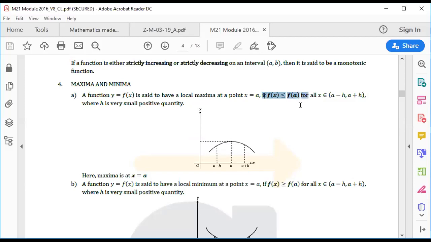On the left hand side your f of x should be less than or equal to f of a. On the right hand side your f of x should be less than or equal to f of a. And here at x equal to a, this is your f of a.